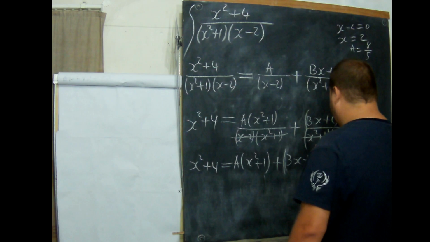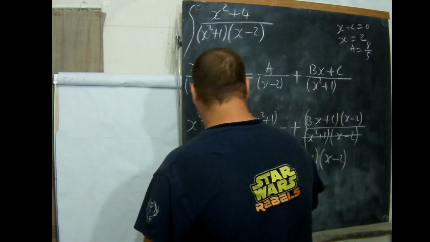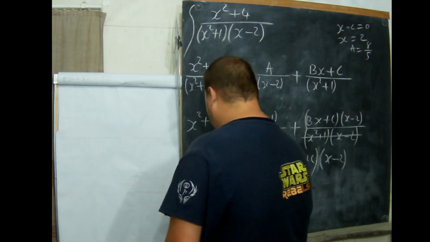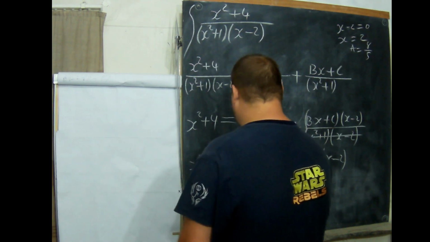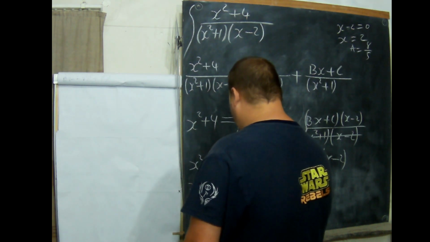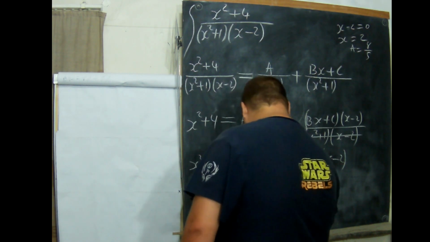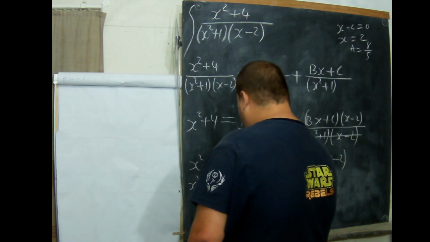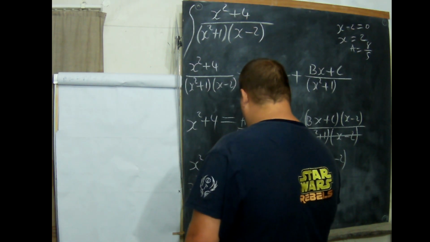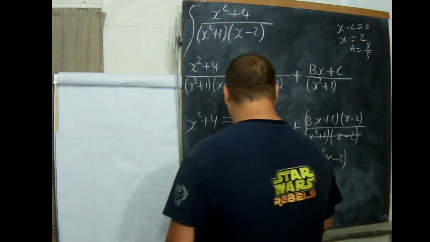Yes, that is correct. Now what we do is we expand. So x squared plus 4 stays the same. Now it's A, A x squared, plus A.